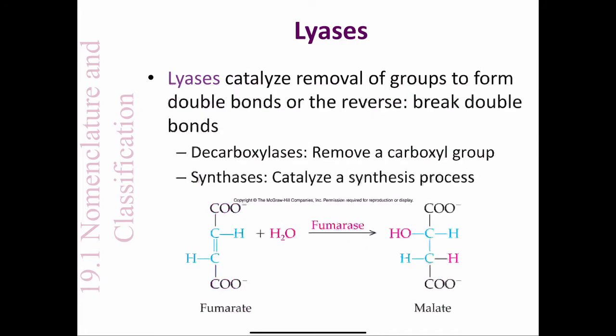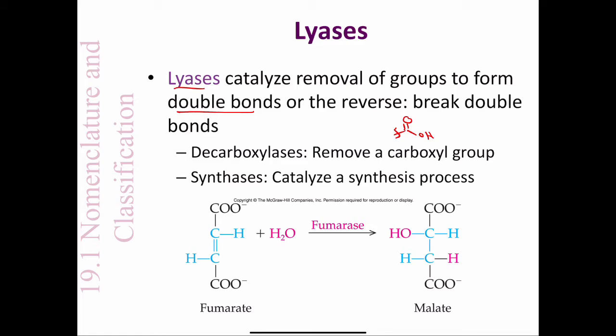Whenever you see a catalytic reaction that involves a double bond, it's a clue that it involves a lyase. So lyases catalyze the removal of groups to form double bonds, or the reverse, they involve addition to double bonds. And we could also have other kinds of lyases like decarboxylases, which involve the removal of a carboxyl group. So here's a carboxyl group, the group that's found on a carboxylic acid. Synthases catalyze synthetic processes.